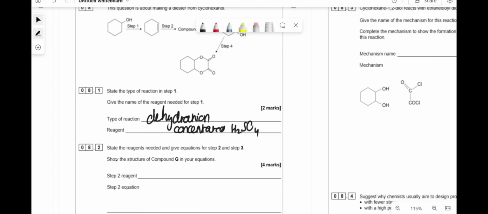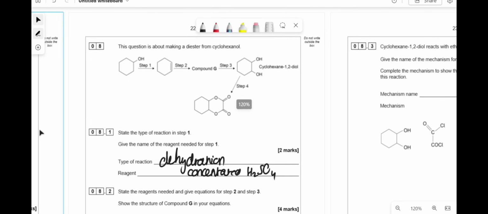H2SO4. So state the reagents needed and give equations for step 2 and 3 and show the structure of compound G in your equations. So let me just have a quick look. So we need to go from an alkene to something which allows us to then have OHs. So we need to think of all the reactions that alkenes can undergo. So alkenes, you can either add HX and you get a halogenoalkane, or you could add something like Br2, for example, and you would end up with a dibromoalkane. Or you can add H3PO4 and heat it with steam and you get an alcohol.